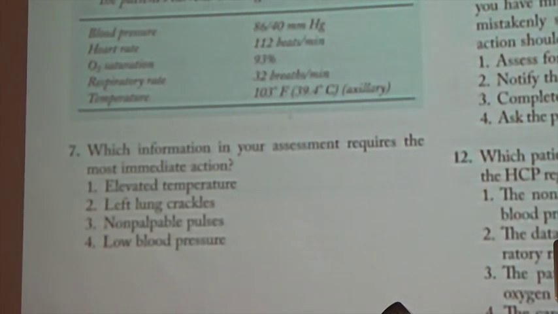Which information in your assessment requires the most immediate action? Which requires immediate action? That's what I was thinking. I thought 3, but then I'm like, if you fix 4, then will that not fix 3? Yeah. So 4 is the correct answer. That makes sense. Good job. I wrote 3 down. Well, I was thinking that if we increase the blood pressure, that's going to help the pulse.